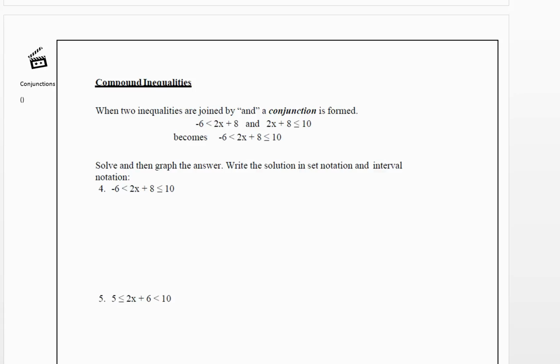Now, when it's written in one statement, we're going to have to break that into two statements to solve. So here we're going to say -6 is less than 2x plus 8 and 2x plus 8 is less than or equal to 10. And you're going to solve each of them separately, just like we learned to in the last video. So let's start with this one here. The -6 is less than 2x plus 8.